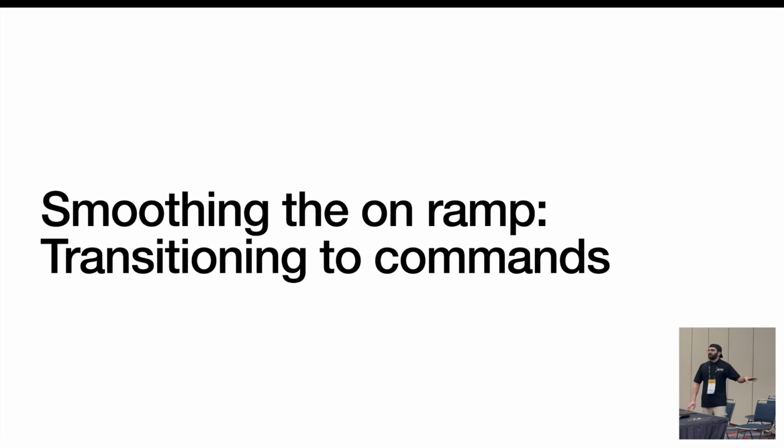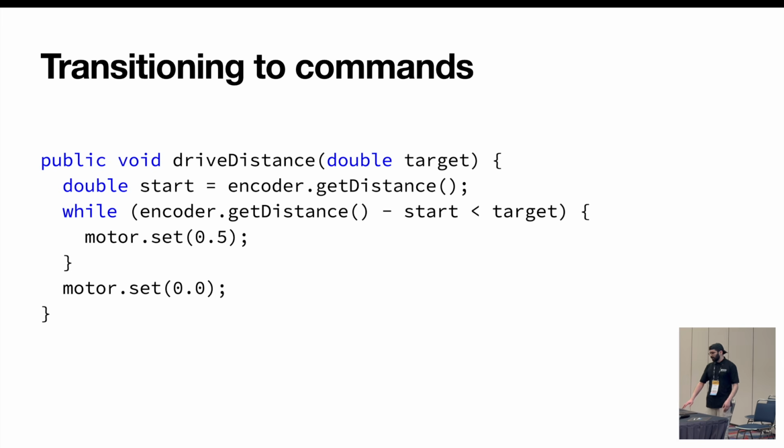So let's start with that first point, transitioning from non-command code to command code. Who here is writing code like this? This is like baby's first autonomous, right? You want to drive a certain distance, you have an encoder, you have a motor, you wait until your encoder has measured some distance that's been traveled, and then you stop the motor. You've all probably written this basic, first-day robot program.